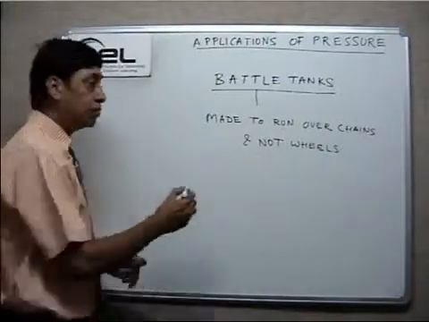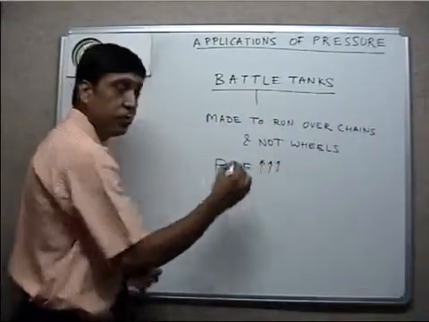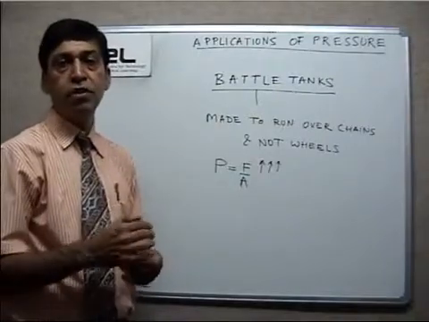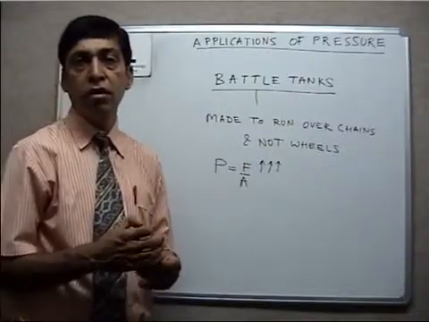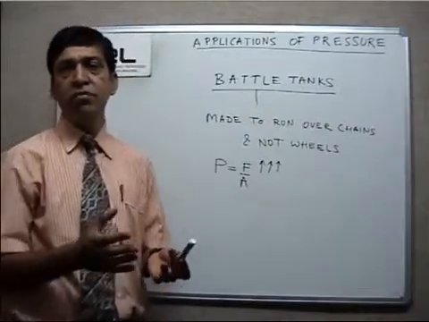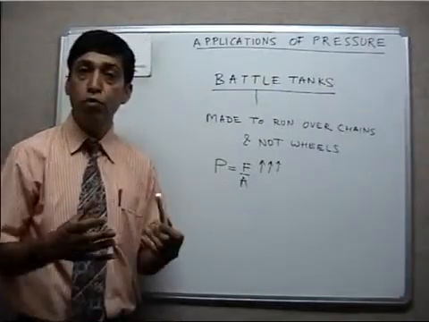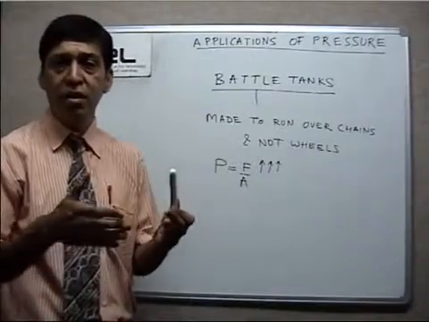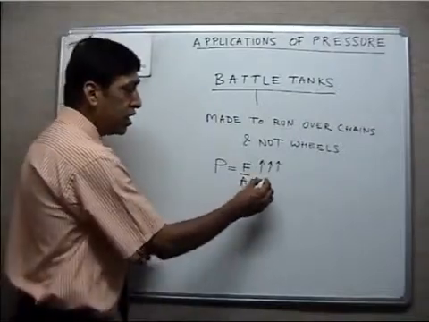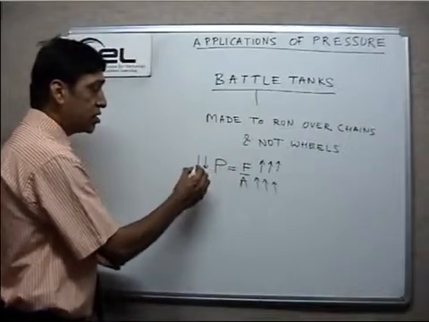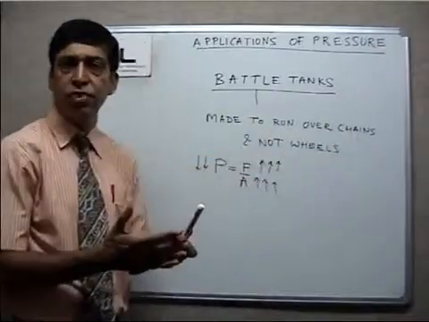Again, let us apply the same formula. Pressure is equal to force upon area. Because force is very high, again to reduce pressure we want to increase the area. And if this battle tank runs on wheels, the area of contact will be very small. And if the area of contact is small, the pressure will be huge. And if it moves on sand or on water, it will sink into it. It will not be able to move. Therefore, to increase the area and so decrease the pressure, we make it run on chains which are very broad.